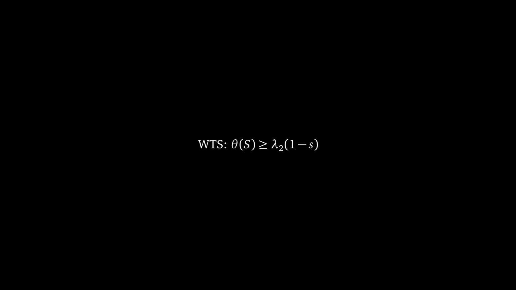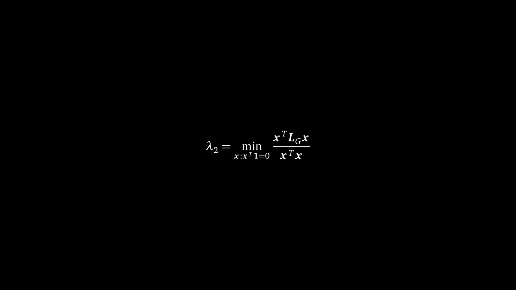Let's prove it. We'll start off with the definition of lambda 2 as the minimum of this Rayleigh quotient here. Notice that we need x to be orthogonal to our constant eigenvector in order to not get lambda 1, the trivial 0 eigenvalue. Using this definition, we can see that for every x orthogonal to our constant eigenvector, this inequality holds.